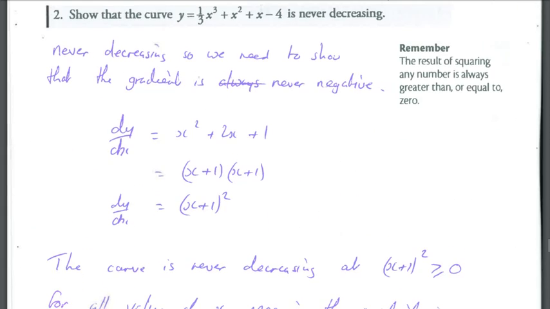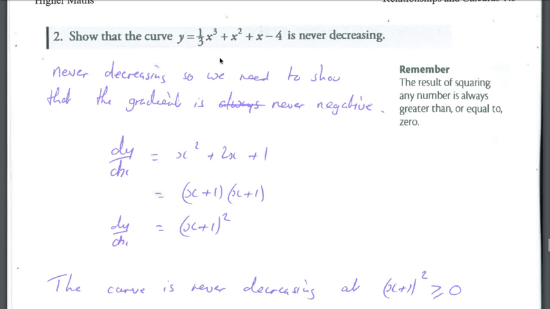Question number 2, show that this curve is never decreasing. Right, very specific question here. If we want to show something is never decreasing, we need to show that it's always either greater than or equal to 0. So we need to show that this is never negative.